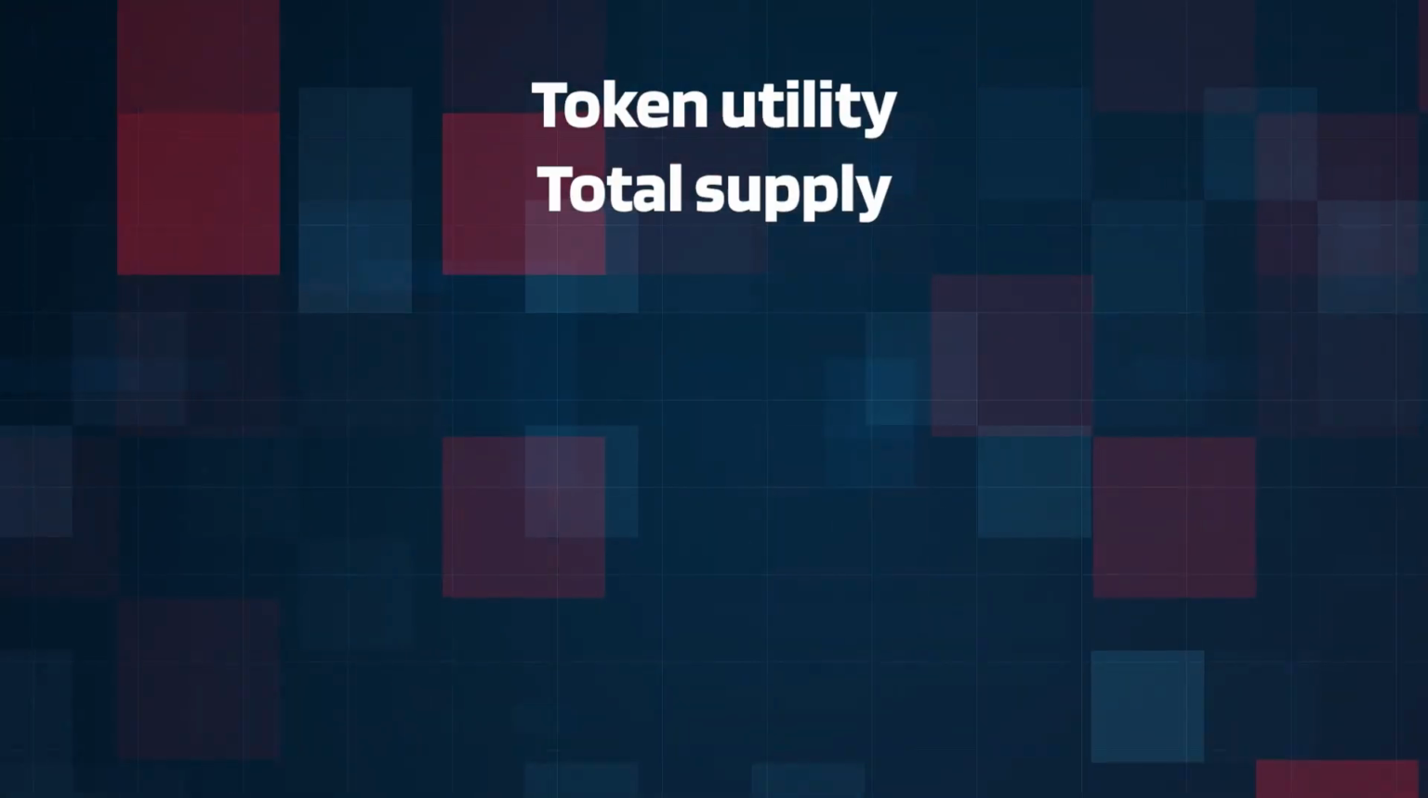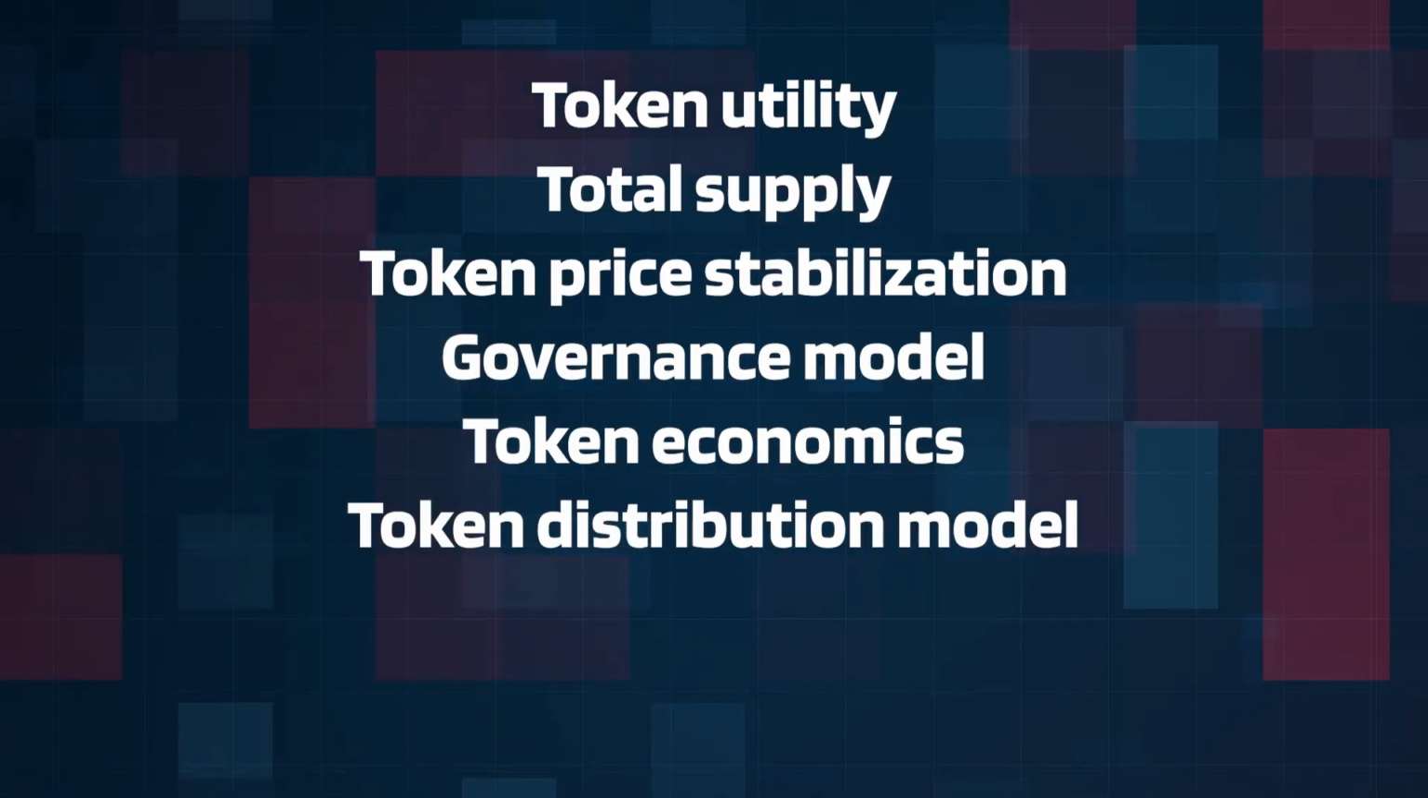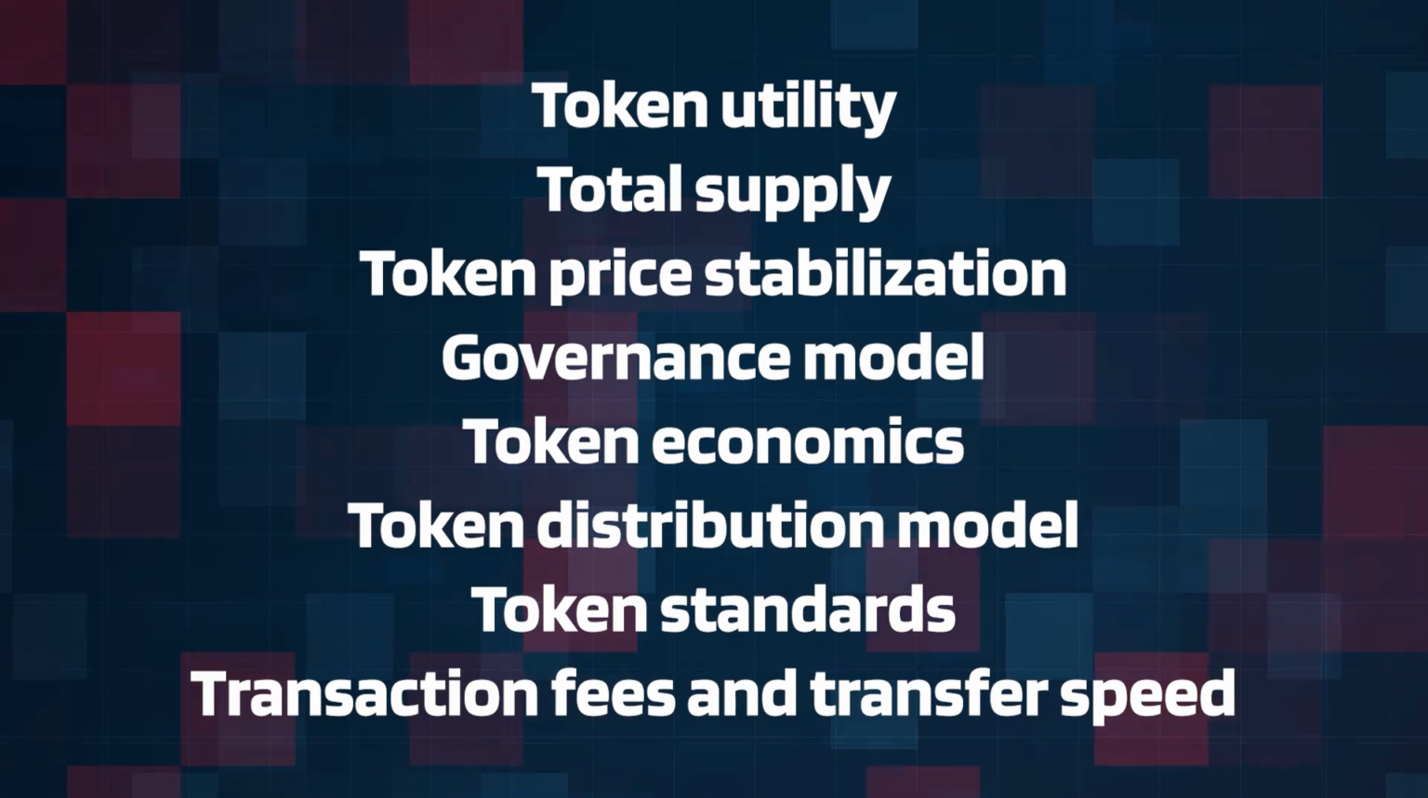Step 6. Implement the tokenomics model. This process includes the development of a smart contract that will regulate the issuance, distribution, and circulation of tokens on the network. What to pay attention to when developing your smart contract is something we have discussed in our other videos, and you should familiarize yourself with them because it's one of the most important parts of your work on the project. The final document with the project's tokenomics should include token utility, total supply, token price, stabilization, governance model, token distribution model, token standards, transaction fees, and transfer speed.